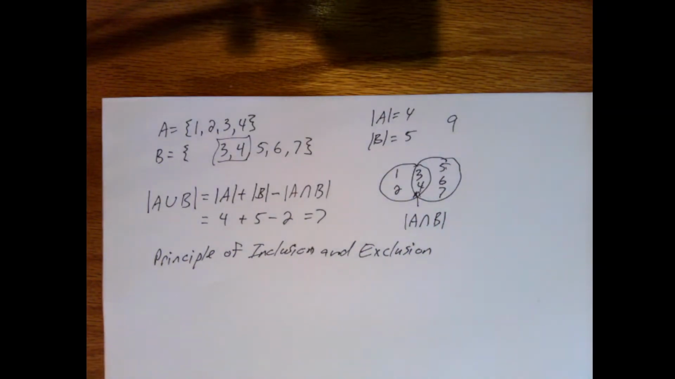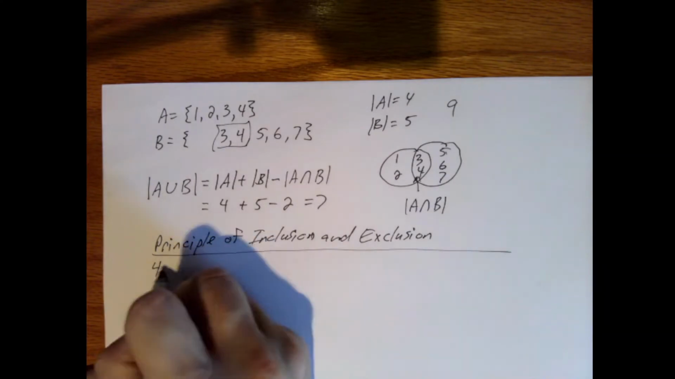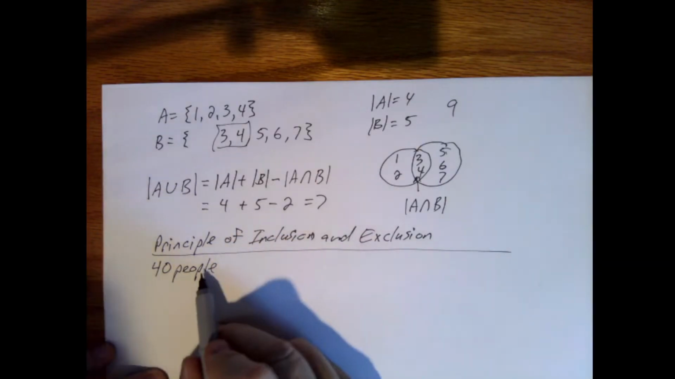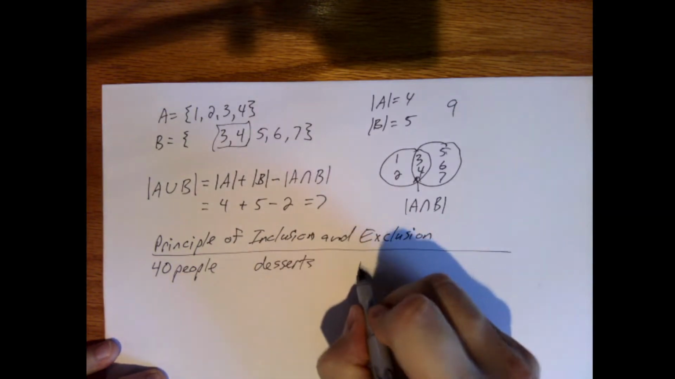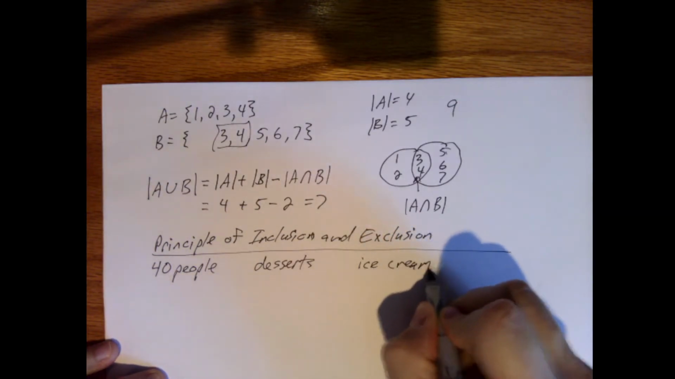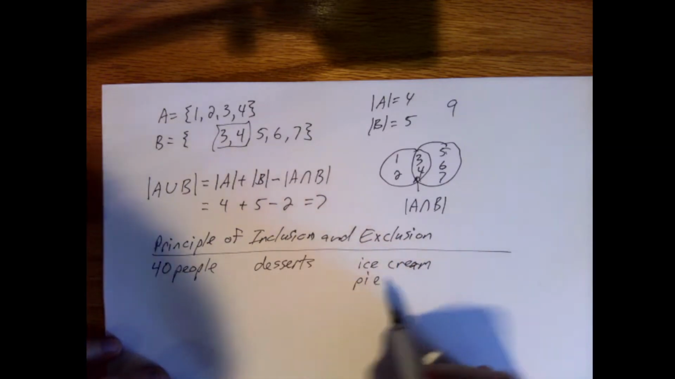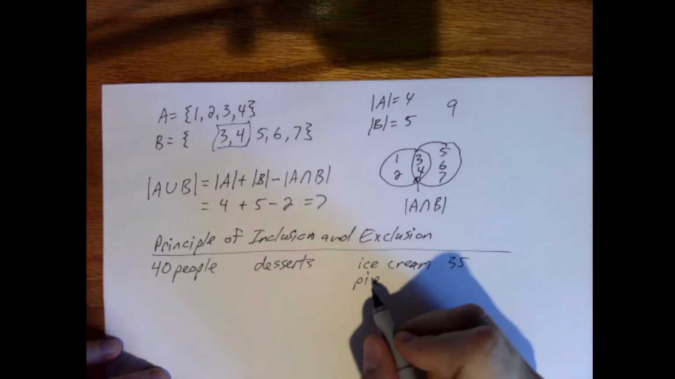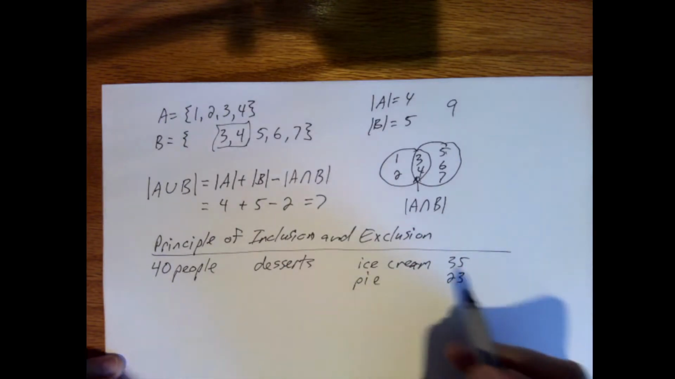All right. So where might we use something like that? Well, let's say that we have 40 people and we ask them, what kind of desserts do you like? And we give them the choice of ice cream and pie. And they should indicate all that they like. So what if we have 35 people say they like ice cream and 23 people say they like pie? And the question is, how many like both?